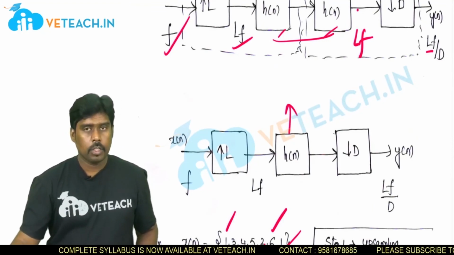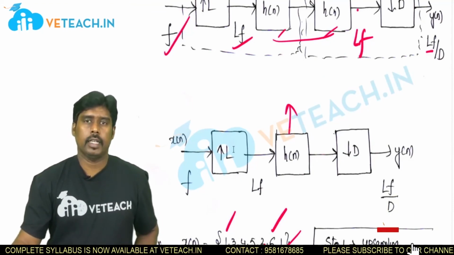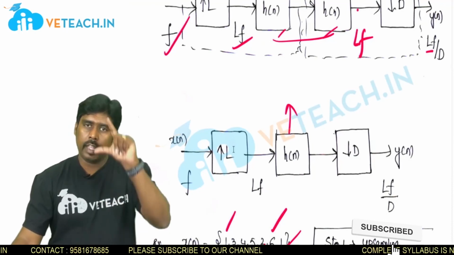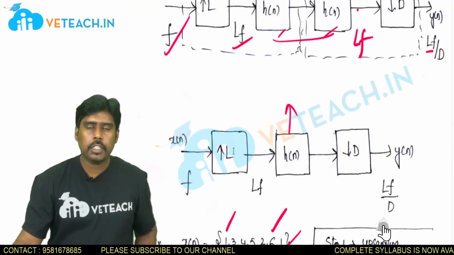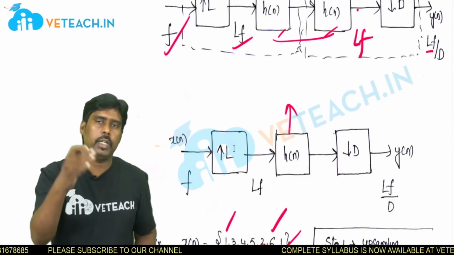Is that clear? So in this class, I explained to you about multi-rate digital signal processing with a fraction. If fractions are there, which operation should be done first and which operation should be done later?